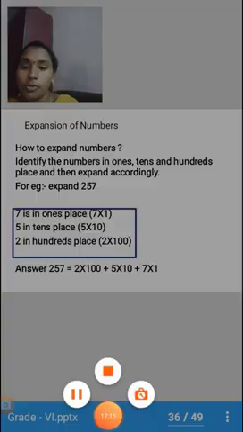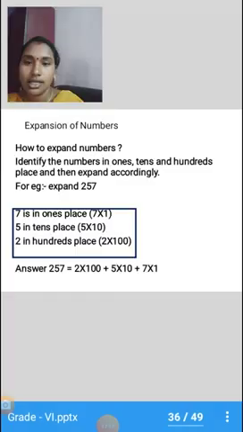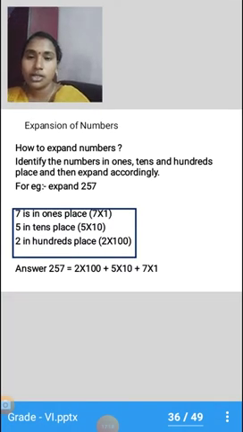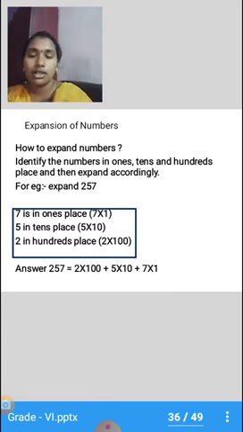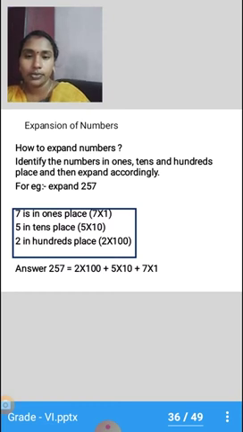So before we expand numbers, what are the things we are going to do? First, you have to identify the numbers in ones, tens and hundreds, and then you have to expand them accordingly. Okay children, now I am going to give you an example. So 257, how will you expand this number?